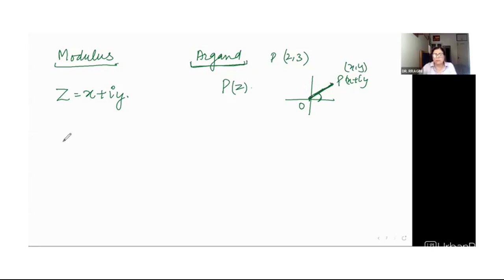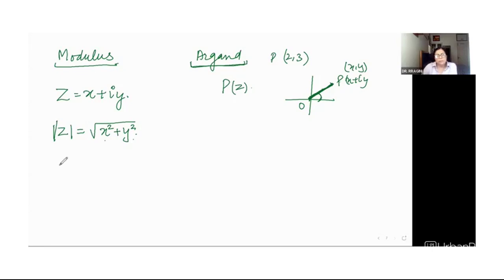Now that measurement is written as modulus of z, and the value is calculated as square root of x square plus y square, right? So modulus of z is square root of x square plus y square. This is a measurement of this complex number on the Argand plane. We will not discuss those things which are not in the syllabus, as that is of no value.